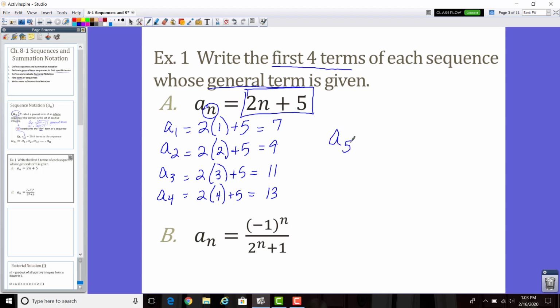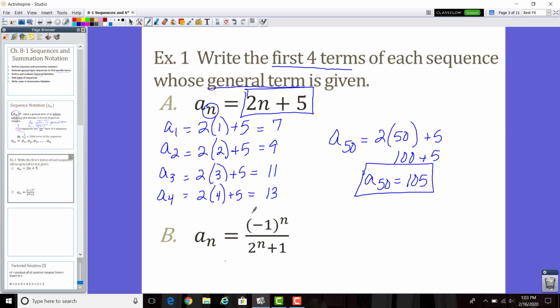I could use this general term to find the value of the 50th term if I wanted. 2 times 50 plus 5. We know 2 times 50 is 100. 100 plus 5 means my 50th term would have a value of 105. I can use a general term for anything.